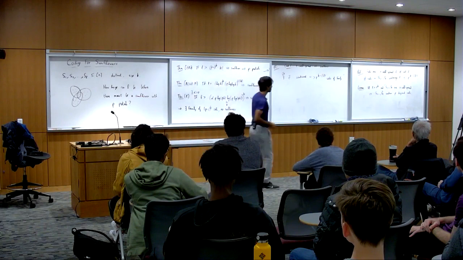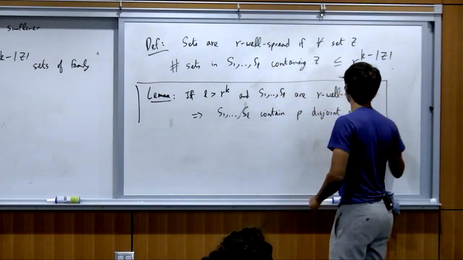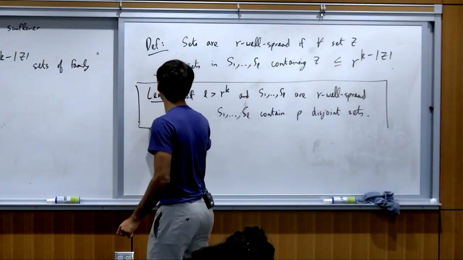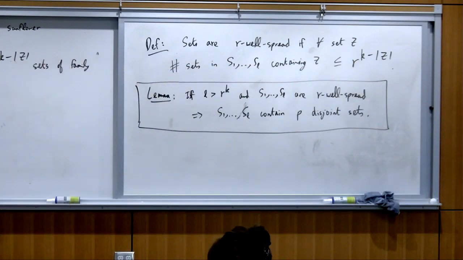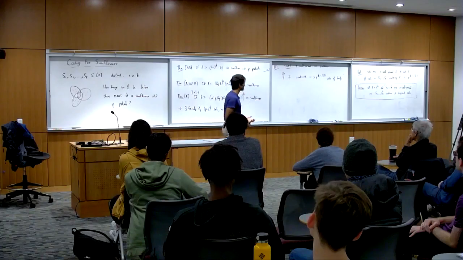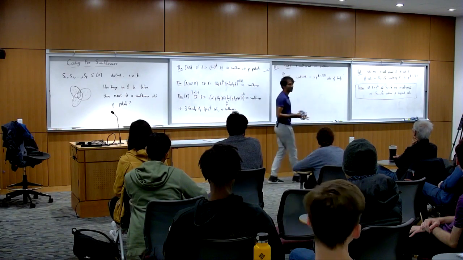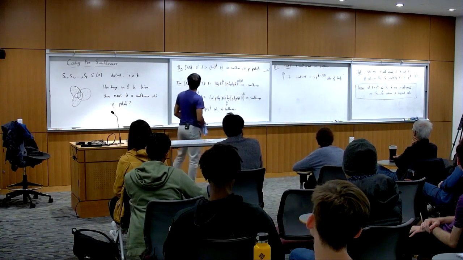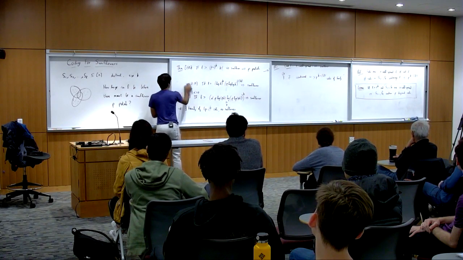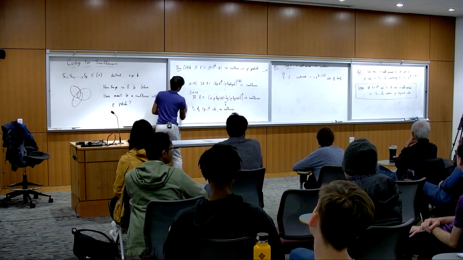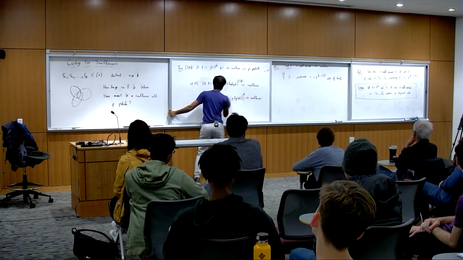Okay, so this is the key lemma. This is the thing we need to understand. It's the key technical step of the proof. We need to understand how these well-spread families of sets behave. And specifically, we want to show that any well-spread family contains p disjoint sets. So let me start explaining how to reason about this.